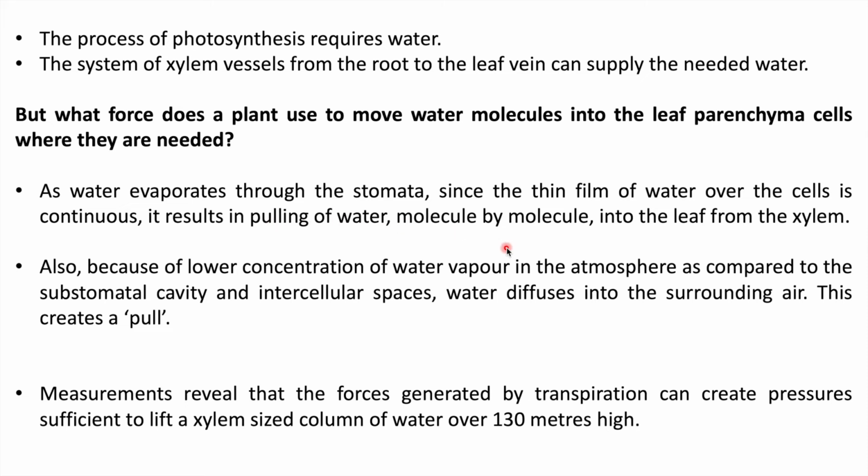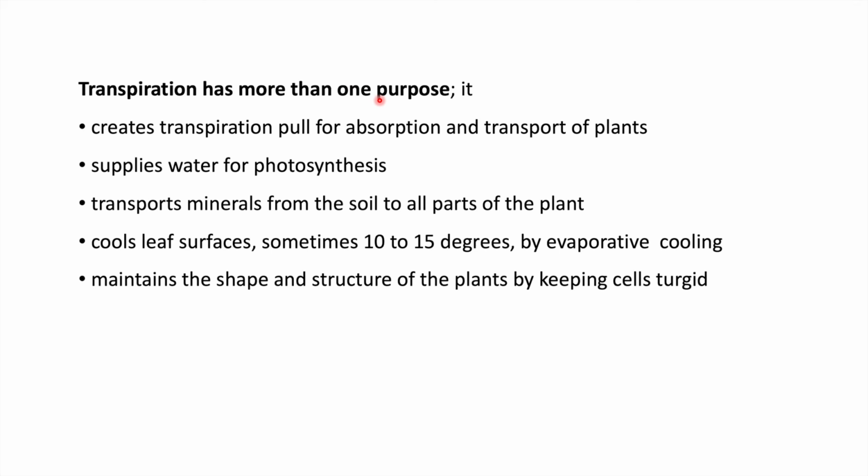So one factor is this. Another factor is the atmospheric concentration of water. The concentration of water in the atmosphere is less, but the concentration of water in the substomatal cavity or in the stomata is very high. So there occurs movement of water molecules from the stomata to the outer environment by the process of transpiration. We can say that this transpiration process can lift water from root to leaf up to a height of 130 meters.